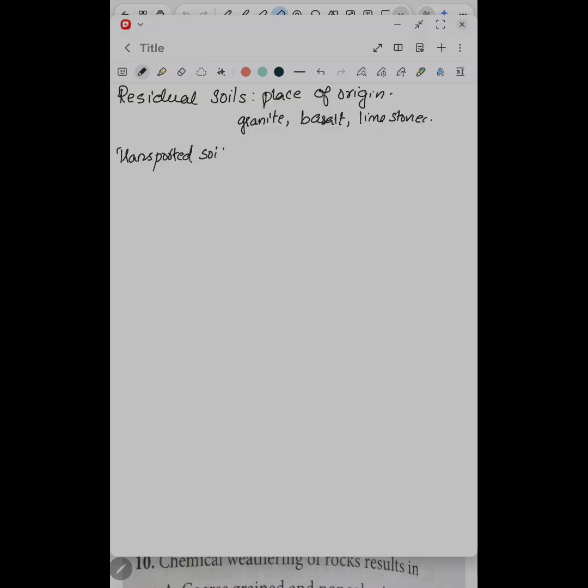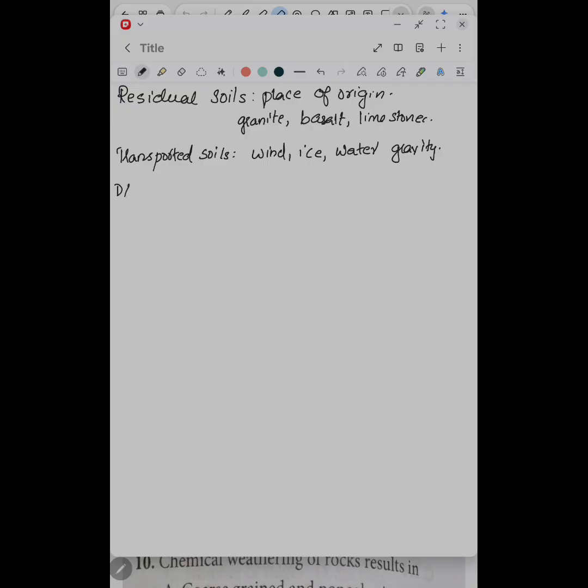Transported soils. These are the soils that get transported from their parent location to a new location. So transported soils are the soils that get moved from their parent location to the new location with the help of wind, ice, water, or by gravity. So these are called transported soil. Many of these transported soils are again classified into different types based on the agent that transports them.